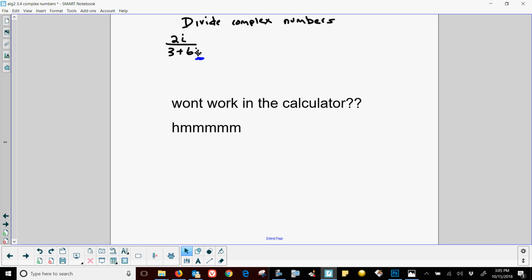Really, we've got to get rid of this i. This i needs to come out of the denominator. Once we can do that, then we can find our right answer.